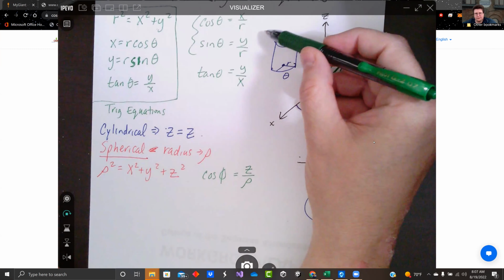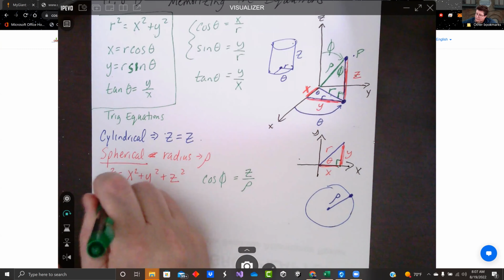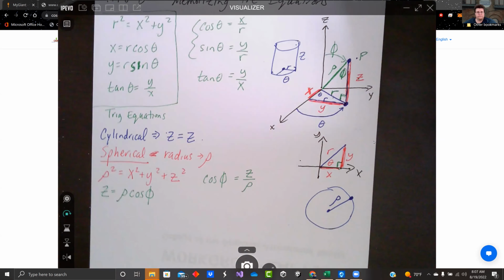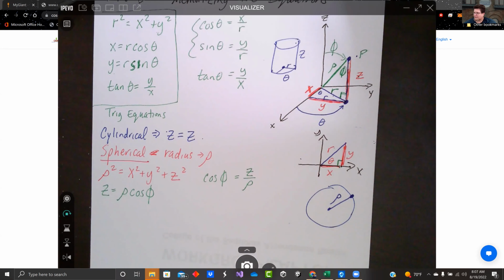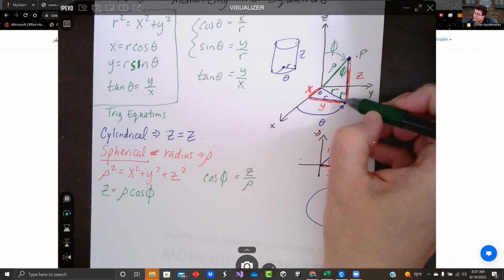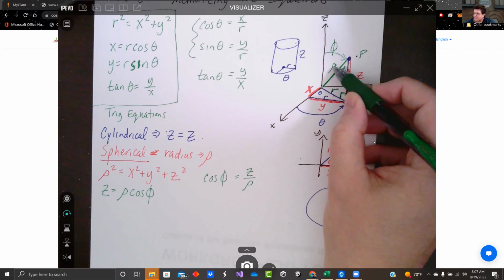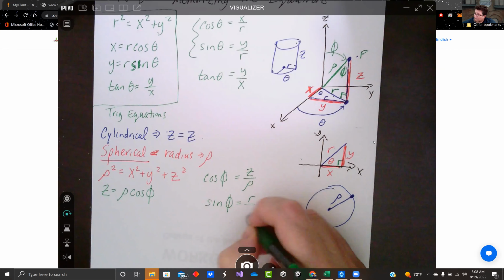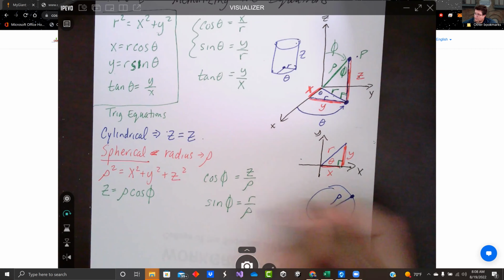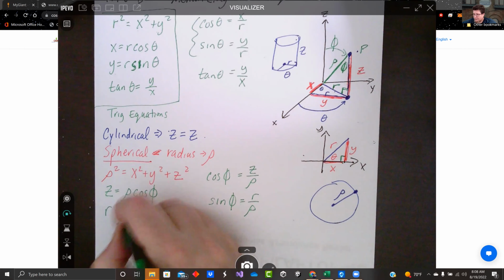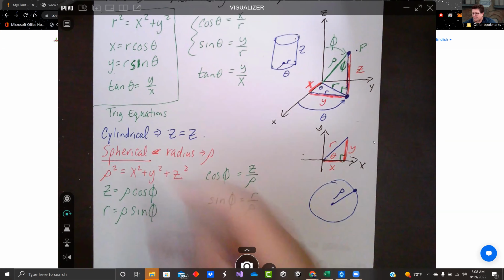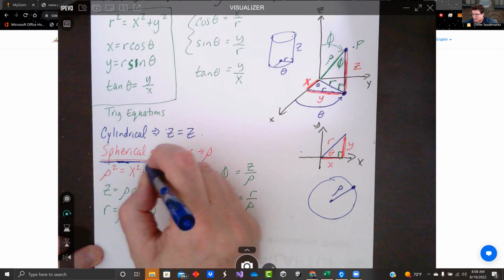So rewriting it like I did with these up here, z equals rho cosine phi. And if I look at the sine one, sine phi is opposite over hypotenuse, r over rho. So r equals rho sine phi. Those are the only three new ones you need to memorize for spherical.